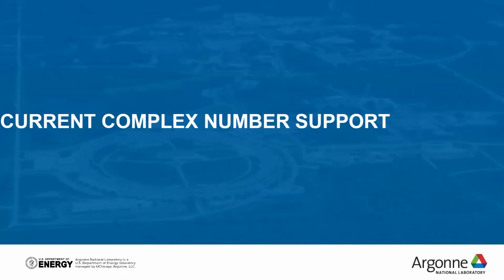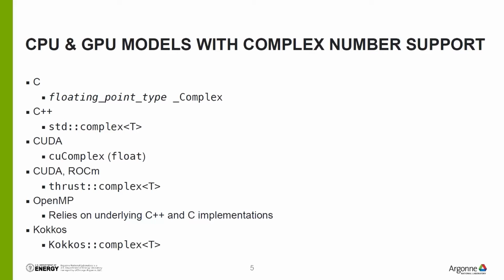SYCL doesn't have complex number support, and for high performance computing, we need it. So first I did a survey of what's out there. C has an extra keyword, _Complex, which basically creates a struct of two values. C++ has a template, std::complex<T>. CUDA has cuComplex, and then thrust::complex<T>. OpenMP relies on whatever's underlying, it doesn't care. And in Kokkos, we have our own complex number as well.